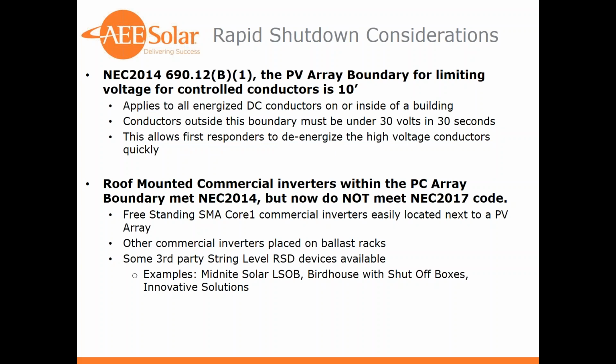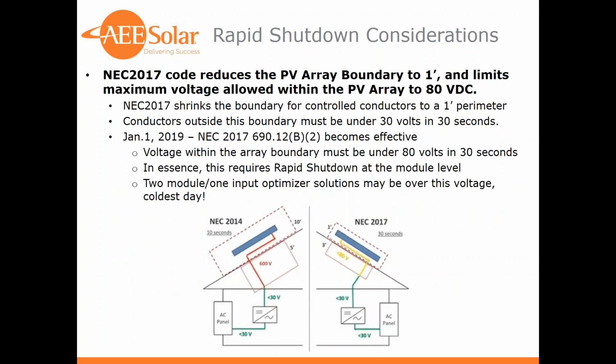Some examples of third-party string-level rapid shutdown solutions that met NEC 2014 were the Midnite Solar little shutdown box, the Birdhouse Midnite with shutdown boxes, and Innovative Solutions had offered a string-level solution as well. However, we have not seen too many people adopt those methods. So 2017 code, like we had mentioned, reduces the PV array boundary to 1 foot, and the maximum voltage within the PV array is now down to 80 volts. So the boundary shrunk, and we have the interior array voltage now being in effect.